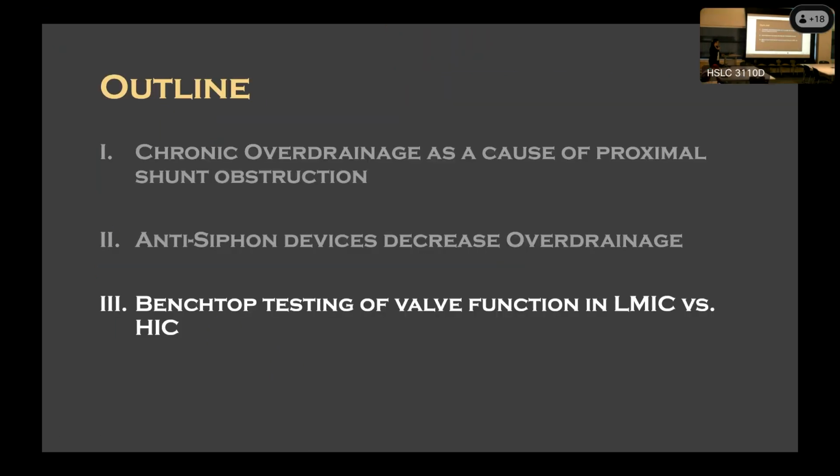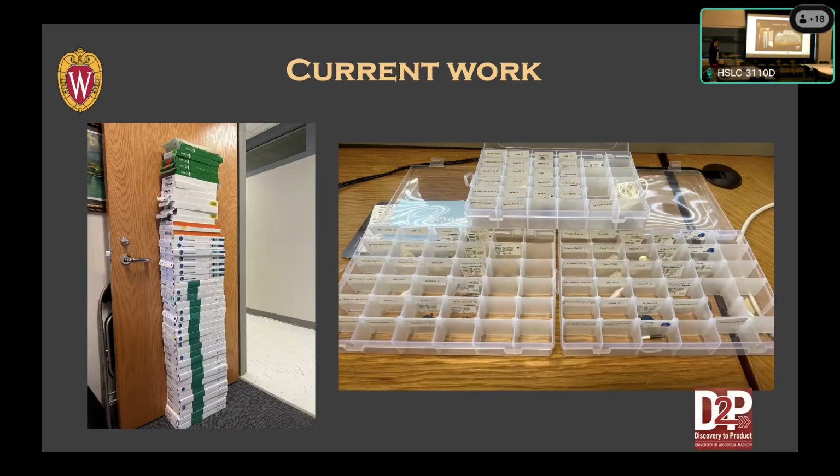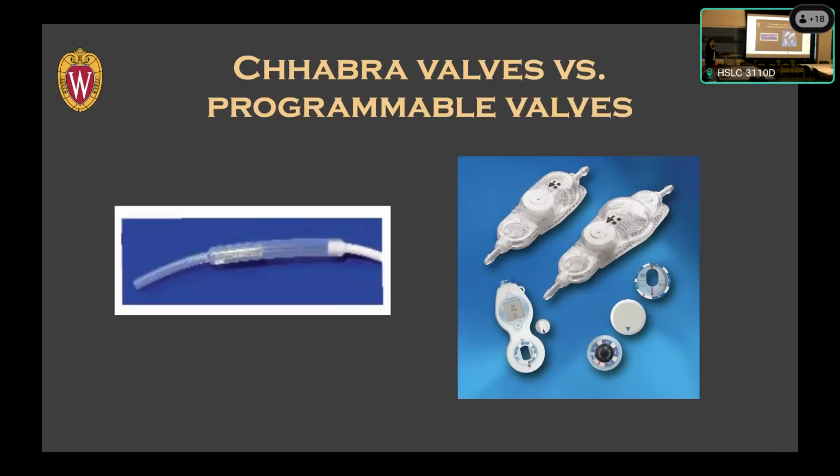So now I have shown how anti-siphon devices decrease the proximal shunt obstruction rates and how they decrease overdrainage in the system. One can ask, is there any valve on the market that works better than the others, or that does not require an anti-siphon device for function? So we bought almost all the valves on the market. We got a state of Wisconsin grant, and we bought 3 replicas of almost all the valves, and we started testing these. And to answer these questions, we decided to start with extremes.